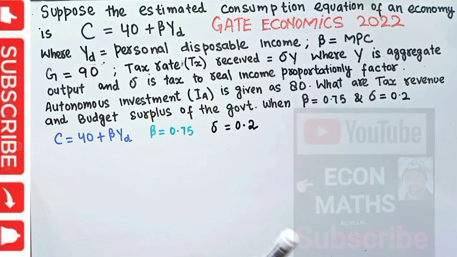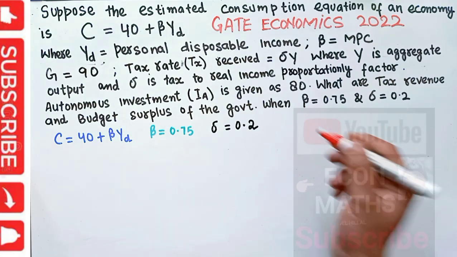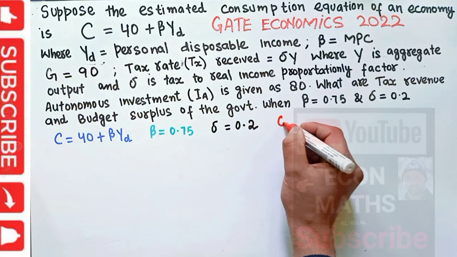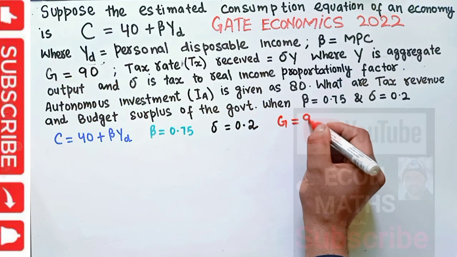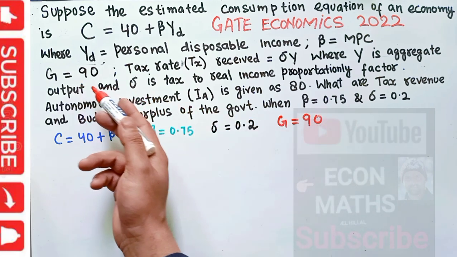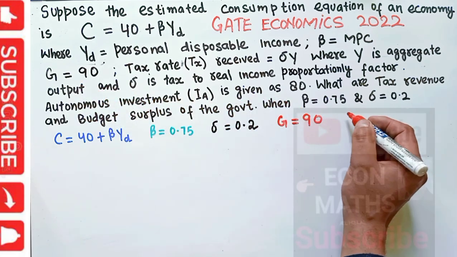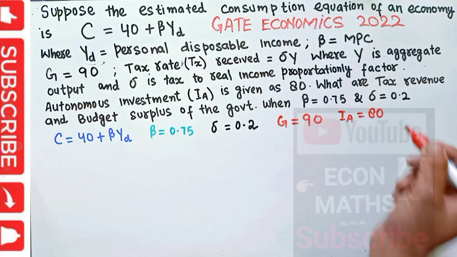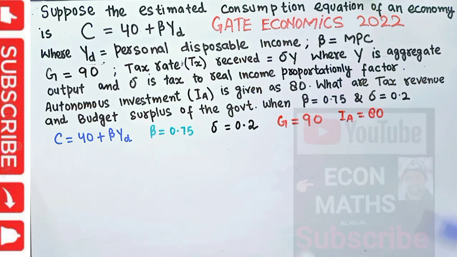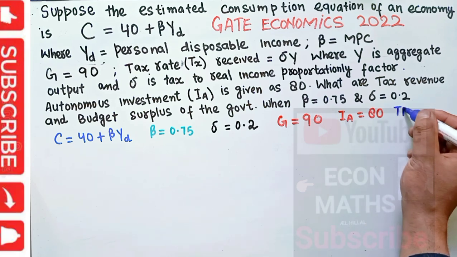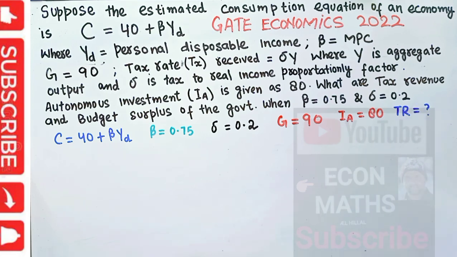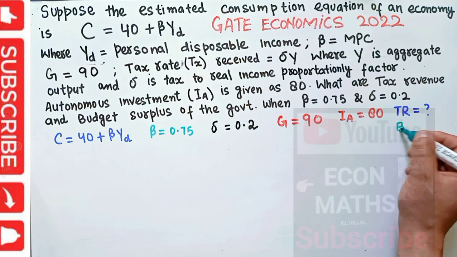Also, first let's write the government expenditure, which is autonomous here, which is given as 90. And also we are given the autonomous investment, which is denoted by I subscript A, which is equal to 80. We need to find out the tax revenue and budget surplus. Okay, we need to find out these very two things.